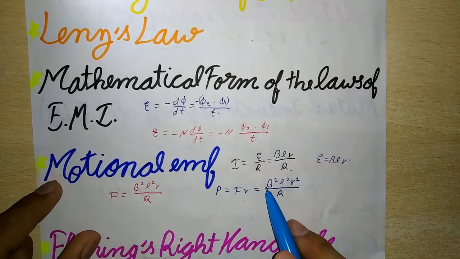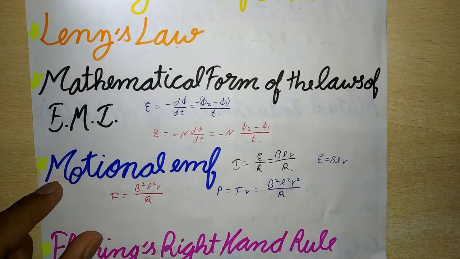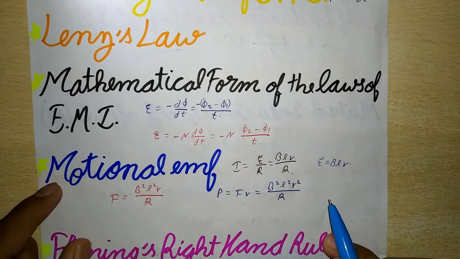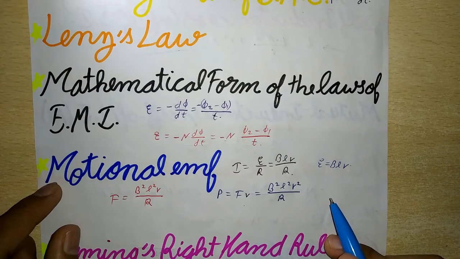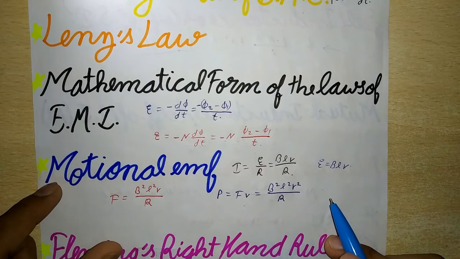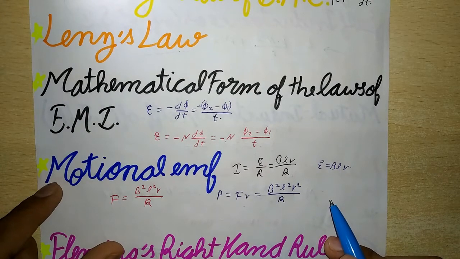Now next is motional EMF. The EMF induced across the ends of a conductor due to its motion in a magnetic field is called motional EMF. It is produced due to the magnetic Lorentz force acting on the free electrons of the conductor.